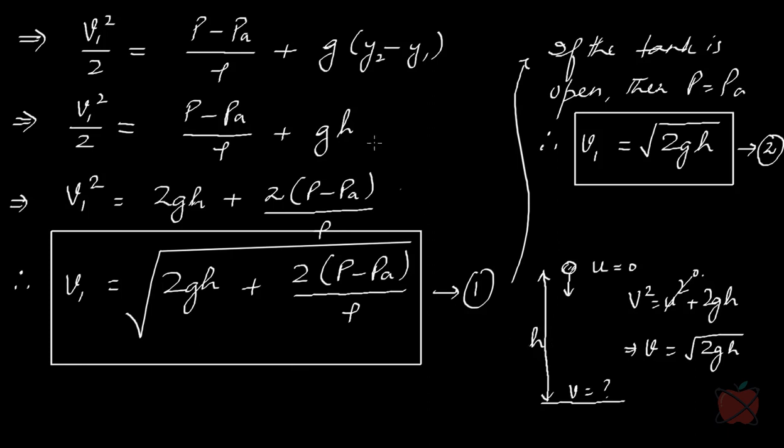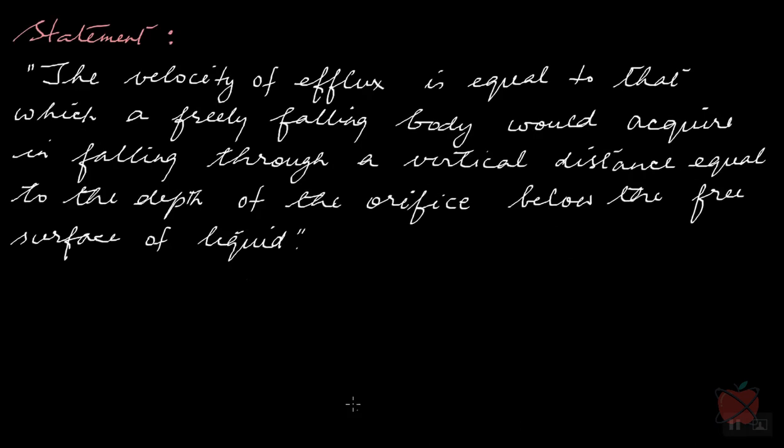Are we clear here? So after deduction, and taking the special case that the tank is open, we get this equation: the velocity of efflux comes out to be root 2gh. But what is root 2gh? That is nothing but the velocity of a body falling freely from a height h. So from here we get Torricelli's law, which can be stated as: the velocity of efflux is equal to that which a freely falling body would acquire in falling through a vertical distance equal to the depth of the orifice below the free surface of the liquid. Okay, so that is the first application of Bernoulli's theorem.